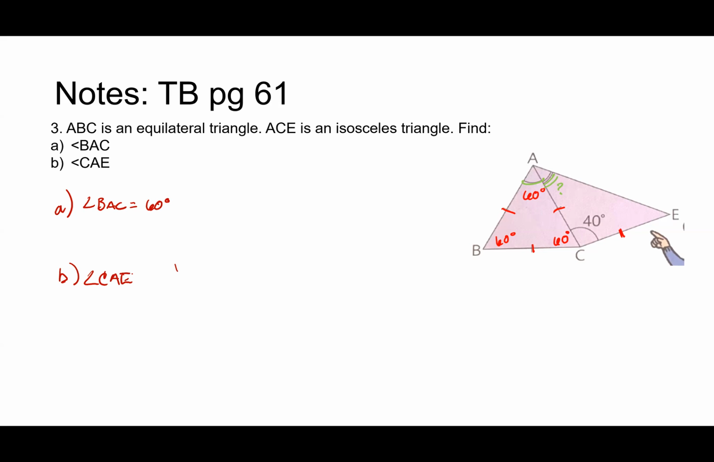Alex? 70 degrees. Okay, how did you find that? So first I subtracted 180 from 40. You subtracted 40 from 180. Yeah. Okay. And then I got 140. Yep. And I divided by 2. You got 140 and you divided that by 2. And you got 70 degrees, so angle CAE equals 70 degrees. Now remember, guys, we're all practicing our angle notation.